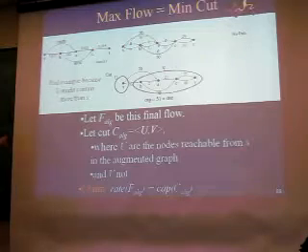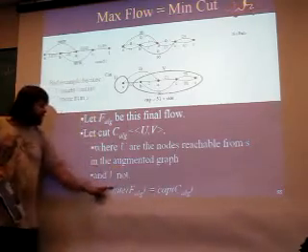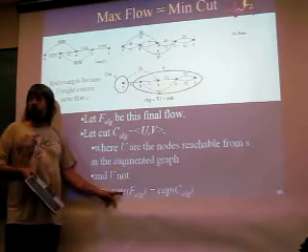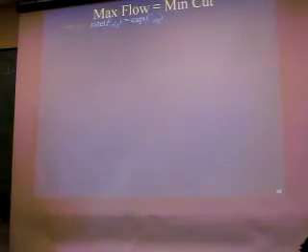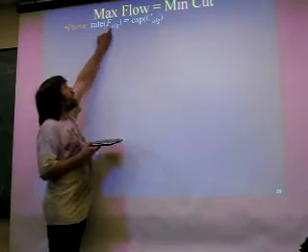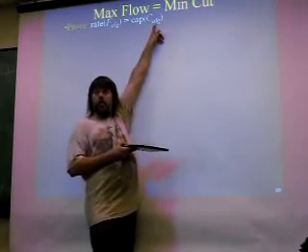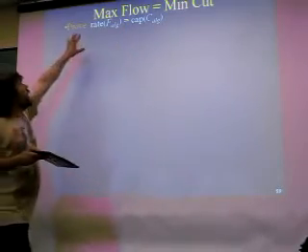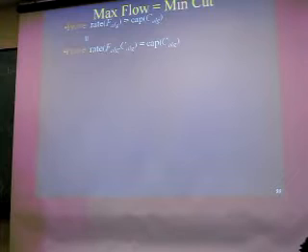And now our proof, what we have to prove, is that the capacity of this cut is going to equal the rate of our current flow. Right? This is what we're going to prove. Our algorithm ran, and in the end, it gave us a final flow, and it gave us a cut. And we want to prove that the rate of the flow is equal to the capacity of the cut. And how do we prove that?